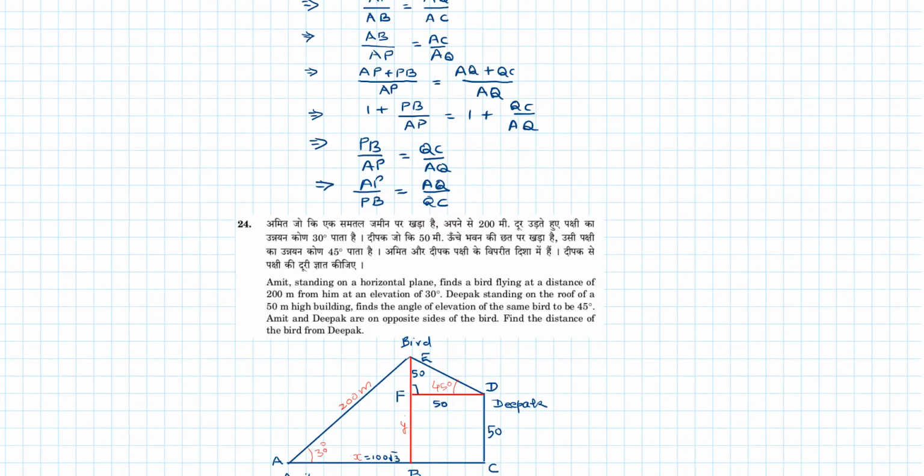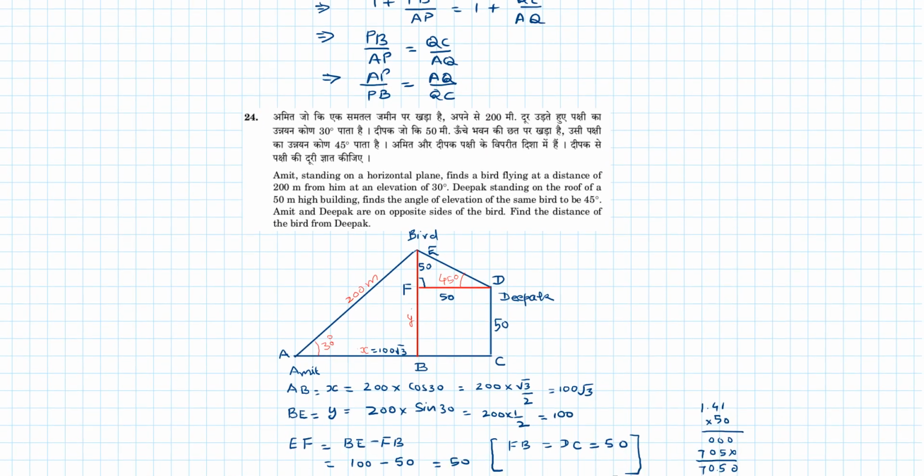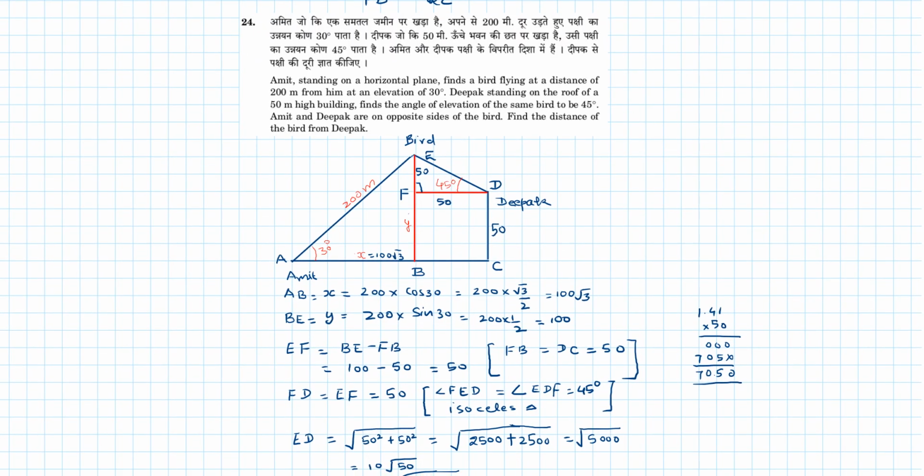Let us come to question number 24. Here Amit is standing on the horizontal plane. The bird is at a distance of 200 meters. This is the location of the bird. The elevation is 30 degrees. Deepak is on the opposite side. Here is Deepak. The building is 50 meters and the elevation of Deepak is 45 degrees. What we are supposed to find is the distance of the bird from Deepak.